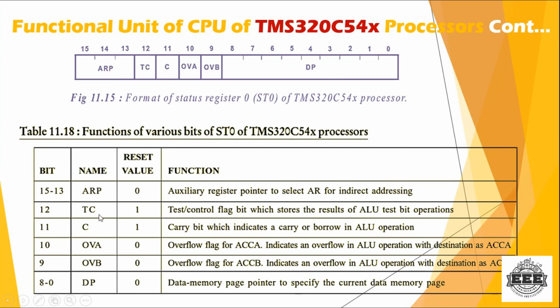The 12th bit is called TC, a test control flag bit which stores the result of the arithmetic logical unit. And the 11th bit is C, that is the carry bit. The 10th bit is called OVA, that is the overflow flag of accumulator A, and the 9th is OVB, the overflow flag of accumulator B. And the remaining part, bits 8 to 0, is shown as DP. DP means data memory page pointer. So this is for status register 0.